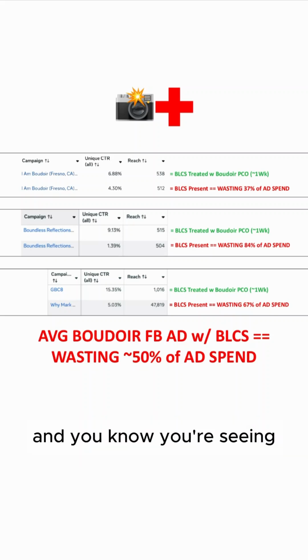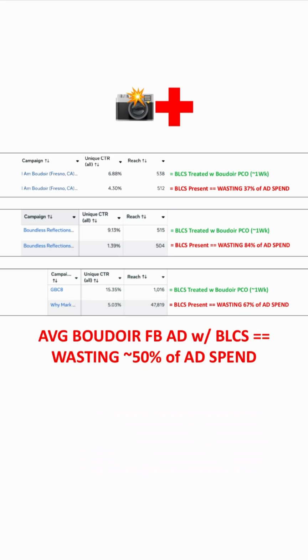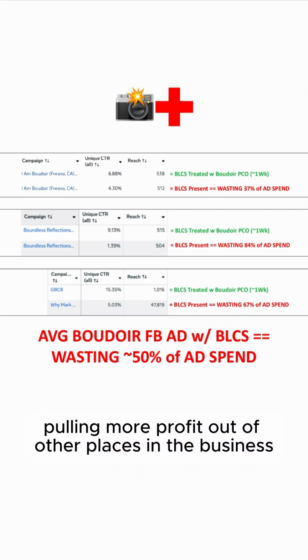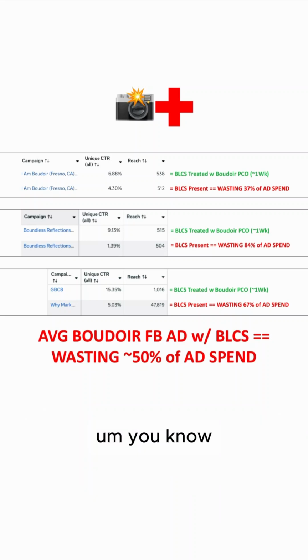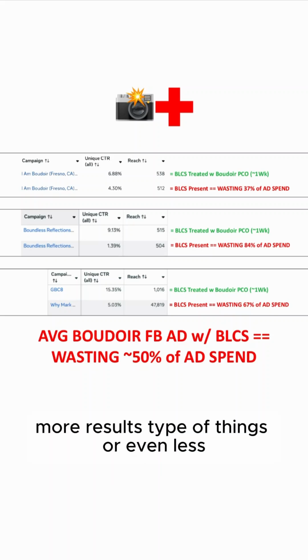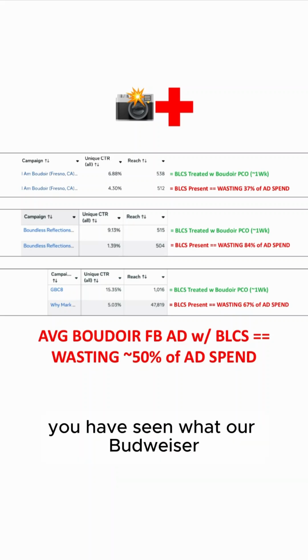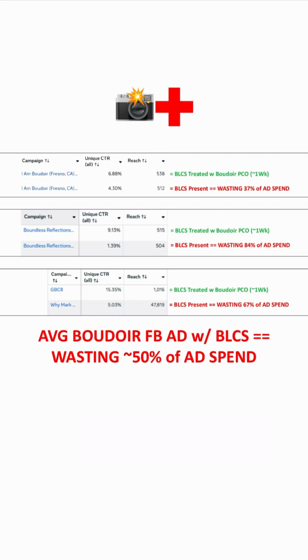And you see it's just getting more and more competitive, more saturated, more boudoir photographers. And you're seeing inflation, cost of living rise. So you've actually already been optimizing your business, pulling more profit out of other places in the business, becoming more optimized, same effort, more results, or even less effort, same results, less input, same results. And you have seen what our Boudoir Pico solution can do for others.